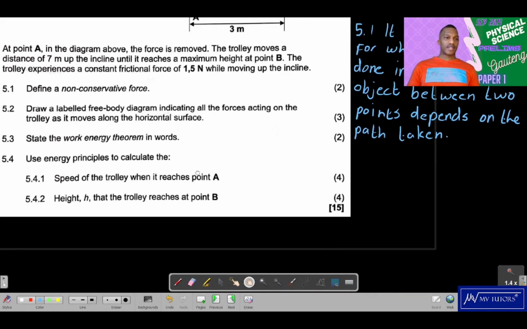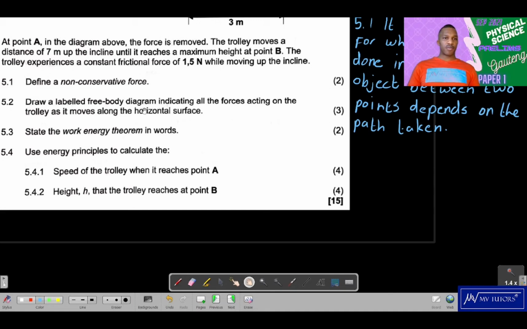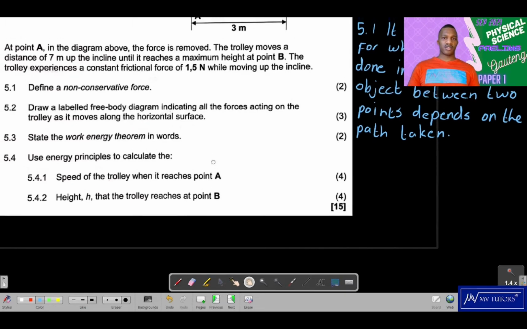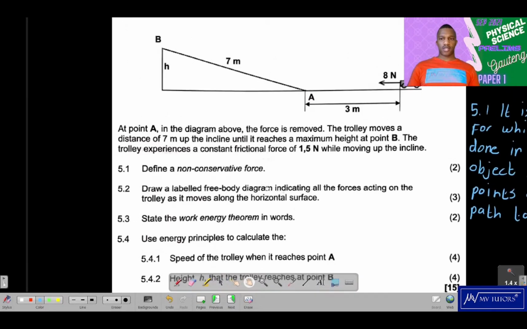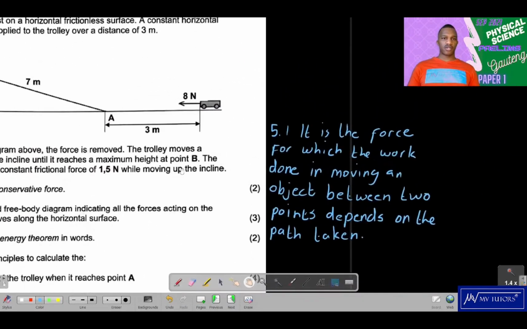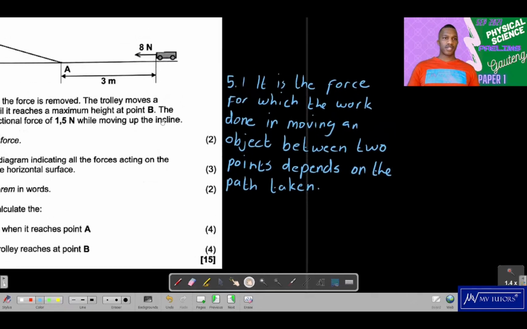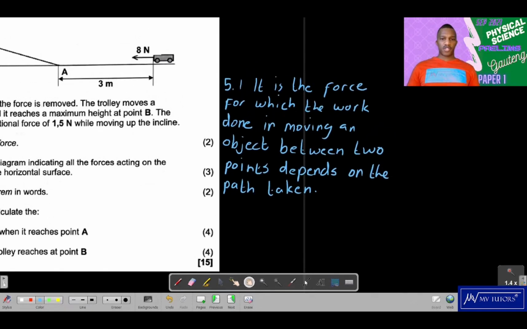Draw a labelled free body diagram indicating all forces acting on the trolley as it moves along the horizontal surface. Okay, so here we are talking about the horizontal surface. If you look closely, what's happening here? The forces that we have there, let's just change color a little bit. Let's go yellow. This is now 5.2. The forces that you have here, you have one force.